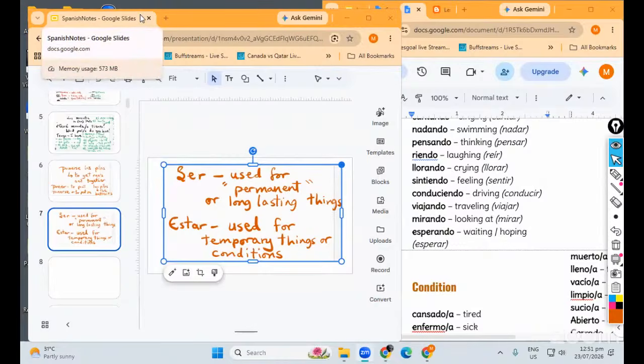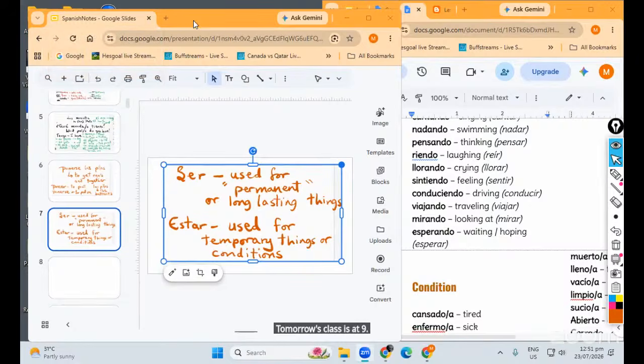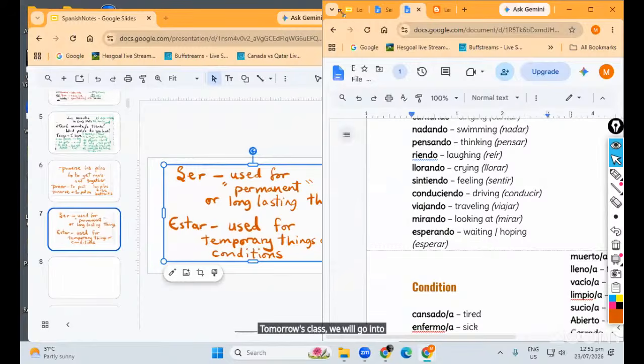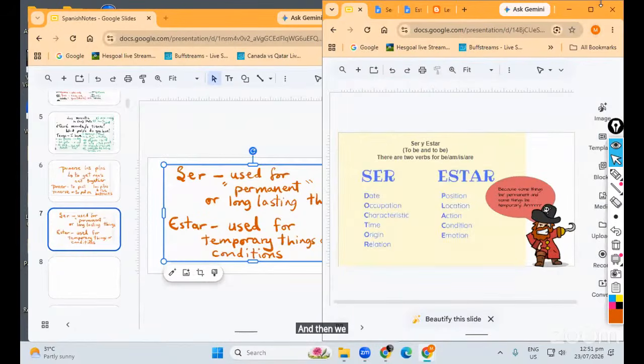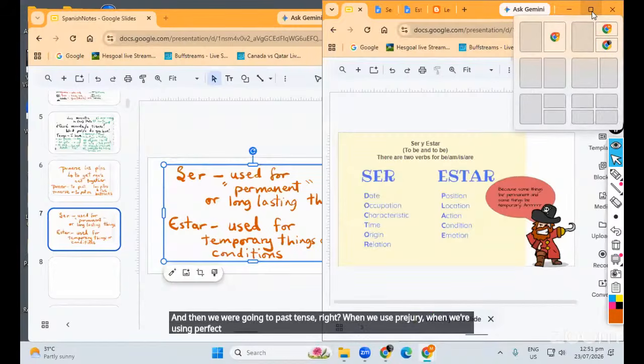Tomorrow's class is at 9. Tomorrow's class, we will go into past tense, right? We will start with a comprehension, just so I can gauge where the class is, and then we will go into past tense, right? When we use perfect, when we use imperfect, how to form perfect, how to form imperfect.